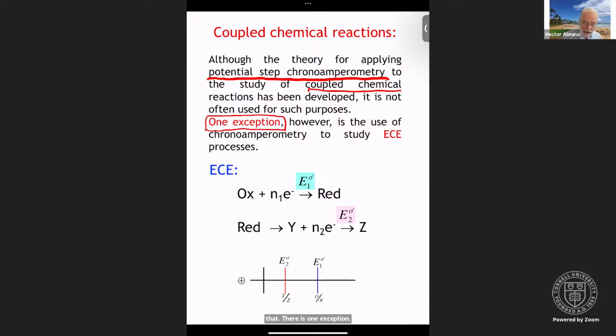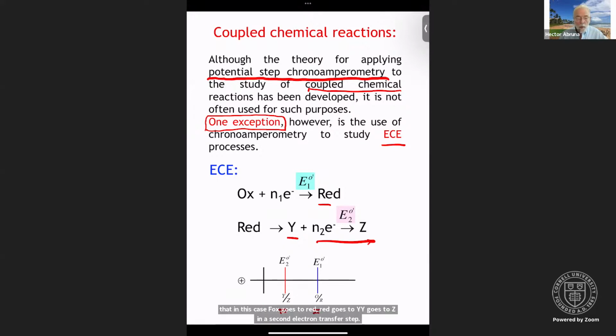And that exception is in the study of ECE processes. In particular, when you have the second electron easier than the first, which was the first ECE type process that we discussed when talking about rotating disk electrode voltammetry. Remember that in this case, X goes to red, red goes to Y, Y goes to Z in a second electron transfer step.